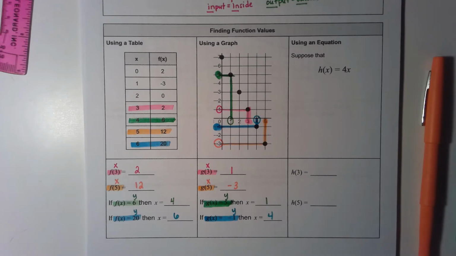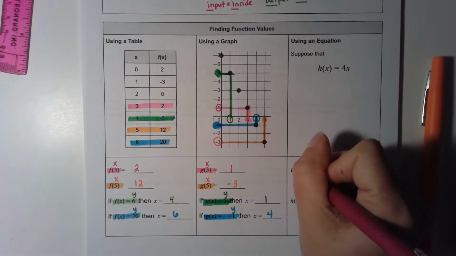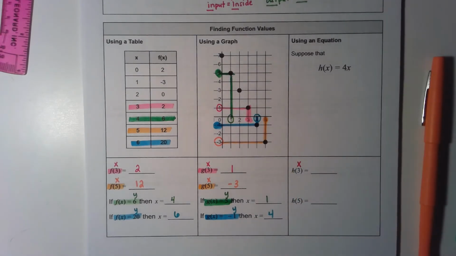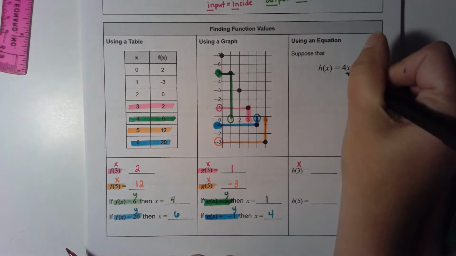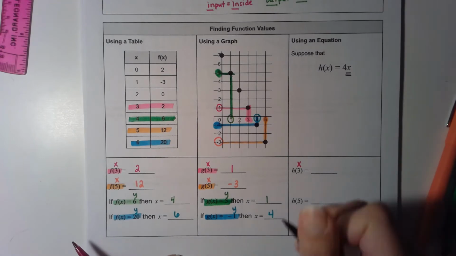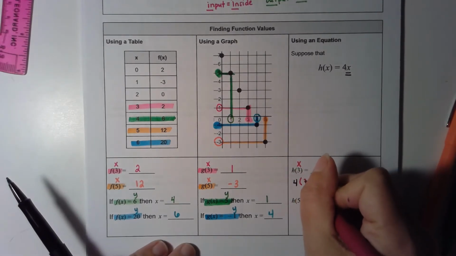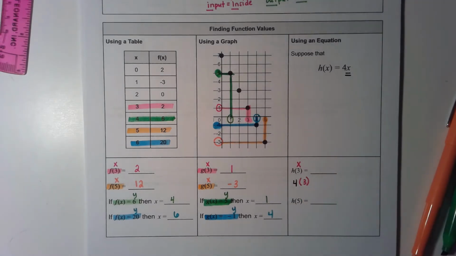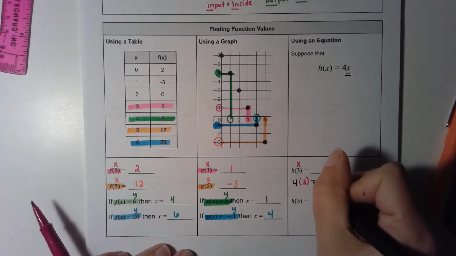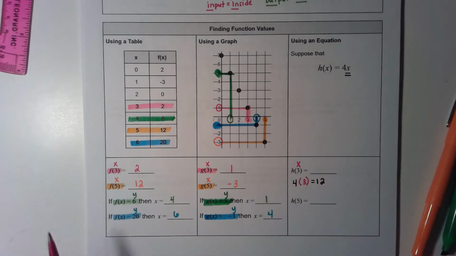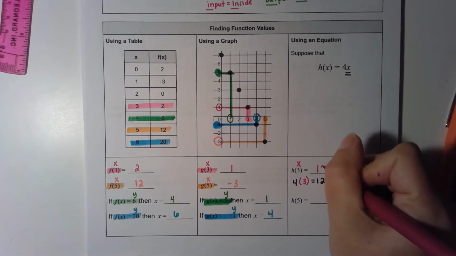Suppose that we know that h of x is equal to 4x, and I say in problem 1, find h of 3. H of 3 means make the x into a 3. So in this equation, I'm just going to replace the x in the equation with a 3, which means I'm going to have 4 times 3 instead of 4 times x, which means I get 12. So my answer here would just be 12.